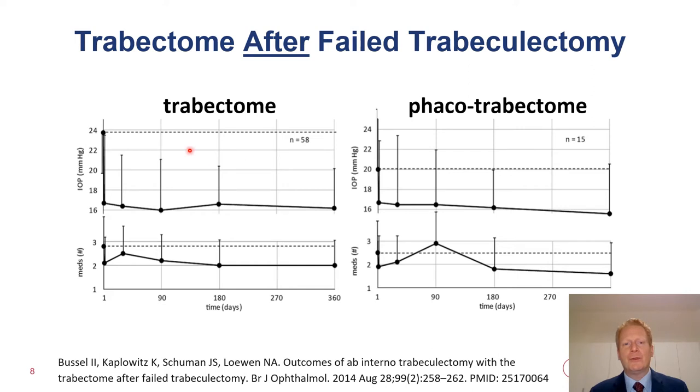Also, when you remove the trabecular meshwork in an eye that has had a trabeculectomy and has failed a traditional trabeculectomy, you can still achieve a pretty significant pressure reduction after just a Trabectome, shown on the left, in 85 eyes out of Pittsburgh, and also with a combined procedure where you remove the cataract and also perform a Trabectome. Also there you do get a significant reduction of pressure, suggesting that these outflow vessels are still patent and functioning.